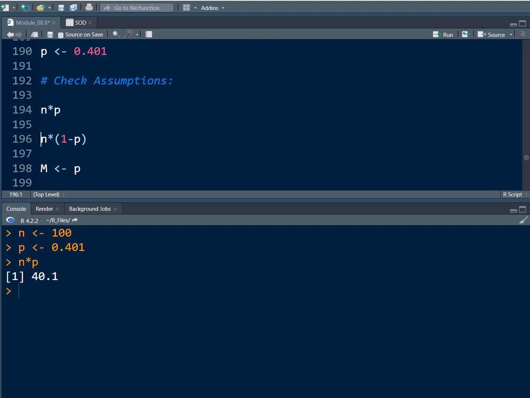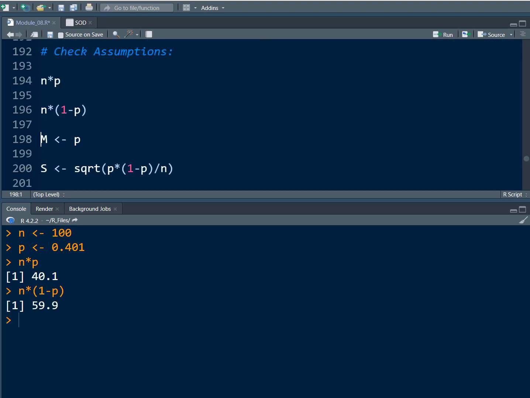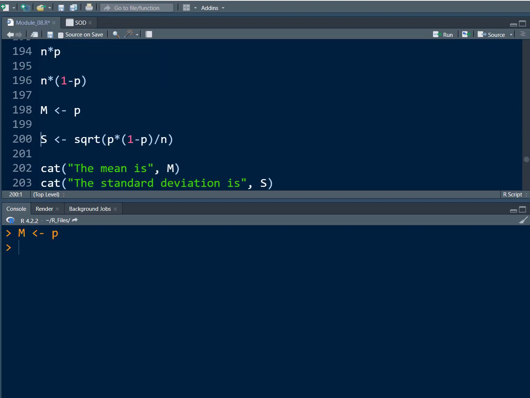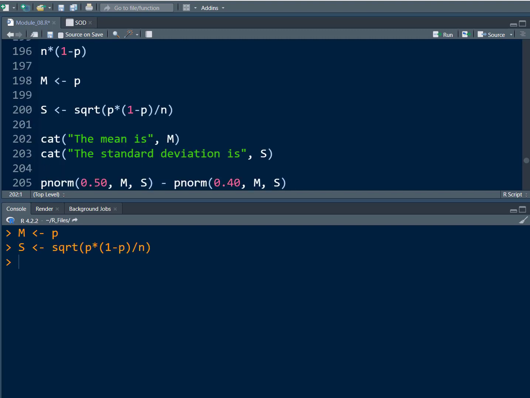Now, n times p is equal to 40.1, and n times 1 minus p equals 59.9. Since both of these values are greater than or equal to 10, we know that the central limit theorem applies. Let's go ahead and define the mean and standard deviation. So we have the mean, m, which equals p, and the standard deviation is the square root of p times 1 minus p over n. Just for fun, let's take a look at m and s just to see what they turn out to be.